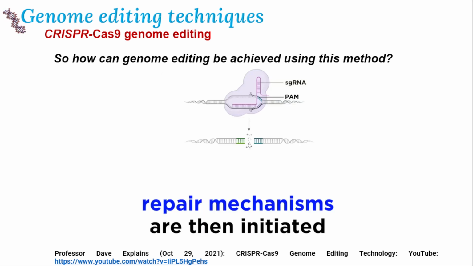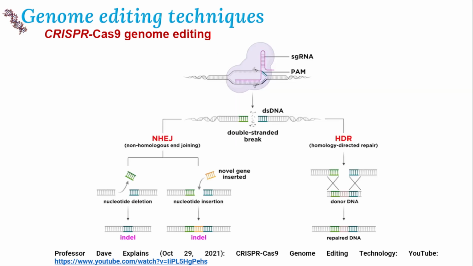Further, regarding the repair mechanism, you already know that there are two types of repair mechanism. One is recognized in bacteria, and the second one is in eukaryotes. In bacteria, what happens? Assume that a double stranded break happens at the target site, right? Bacteria will go with homology directed repair. That is called HDR. What does homology directed repair mean?